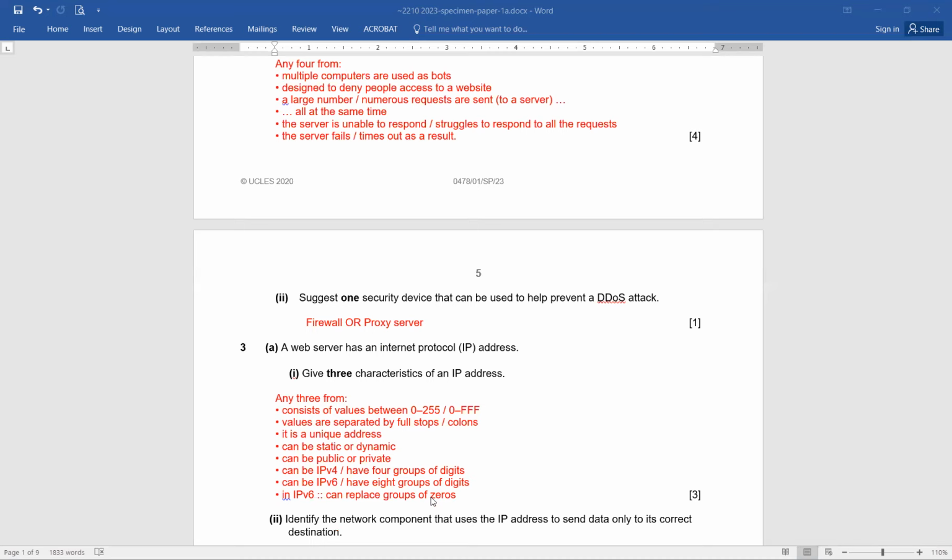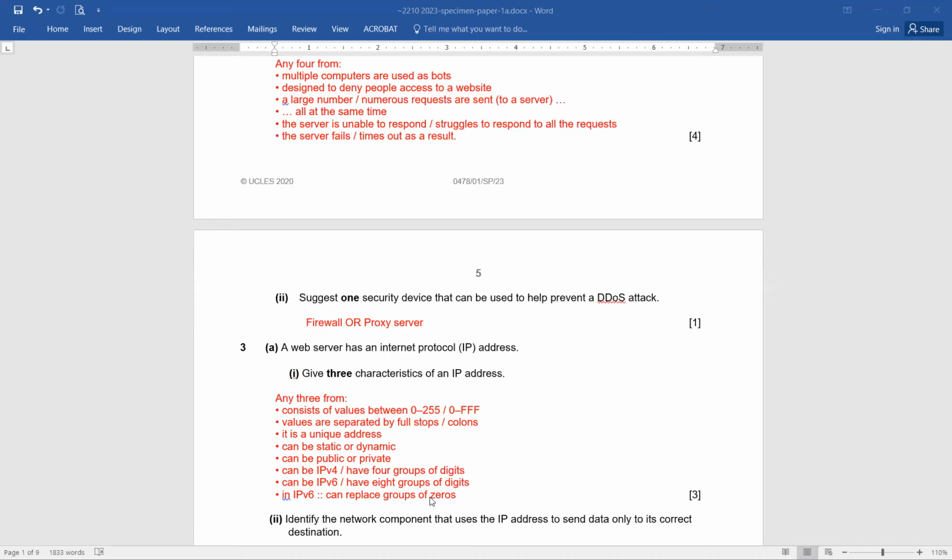Consists of values between 0 to 255 or 0 to FF. Values are separated by full stops or colons. It is a unique address, can be static or dynamic. By the way, do we remember static IP and dynamic IP? Yes, Ahmed, can we recall? Yes, that's great, wonderful. Static IP, Ali, you have written the answer correctly. Static IP is not changing. It's a fixed IP, and dynamic IP is a changing IP.